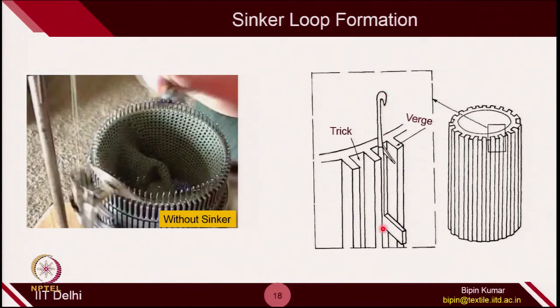Once the needle goes down sufficiently, it catches the yarn and makes the head and leg part, but because this is a hindrance, the sinker loop gets stuck here, and this is how the sinker loop is created. In the absence of a sinker on a particular machine, especially in circular knitting, the verge helps in sinker loop formation. There is nothing new in this, but in most of the circular knitting market, 90% of the machines are sinker based machines. So that's why the sinker became most popular in circular knitting.